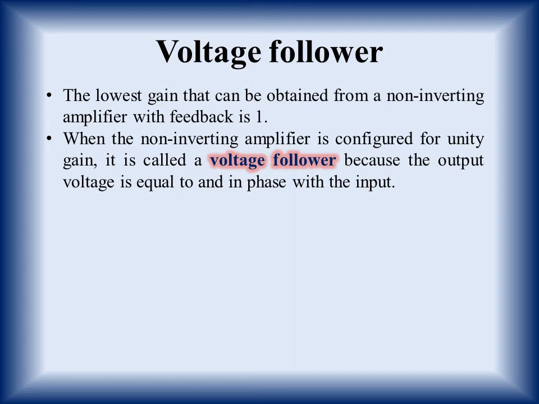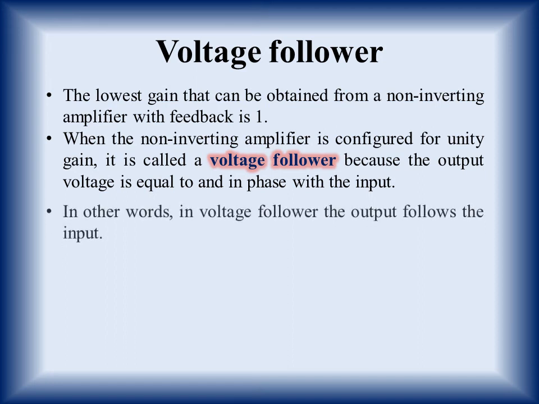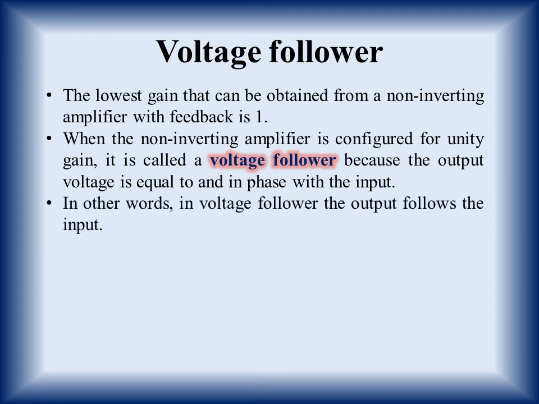So what is voltage follower? Voltage follower is non-inverting amplifier with feedback having unit gain. The gain is unity. What does this mean? This means the output is similar to input, because the output voltage is equal to and in phase with the input. In other words, we can say in voltage follower, the output follows the input.